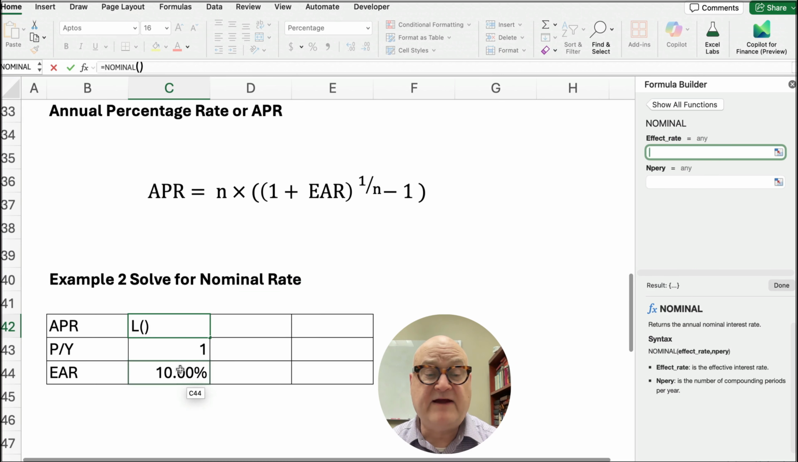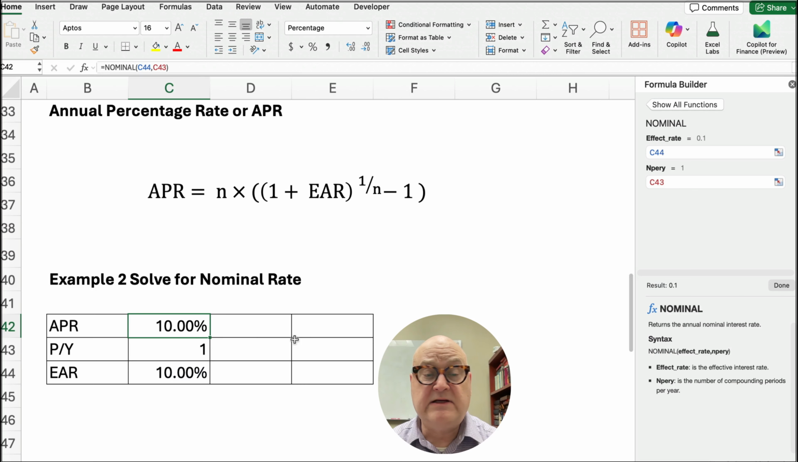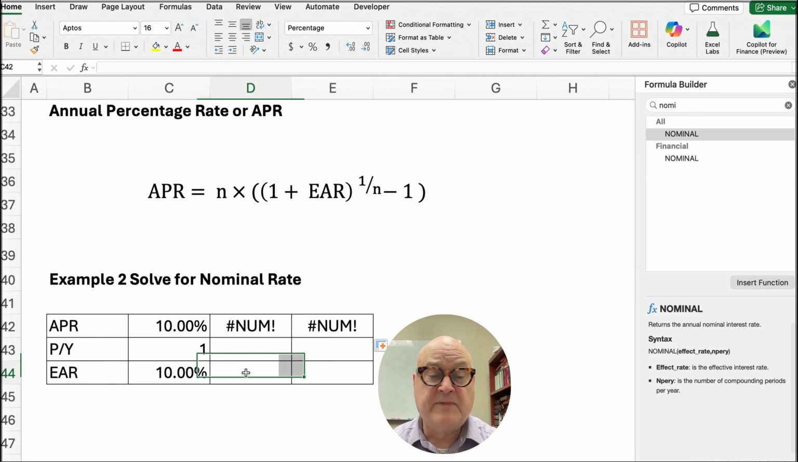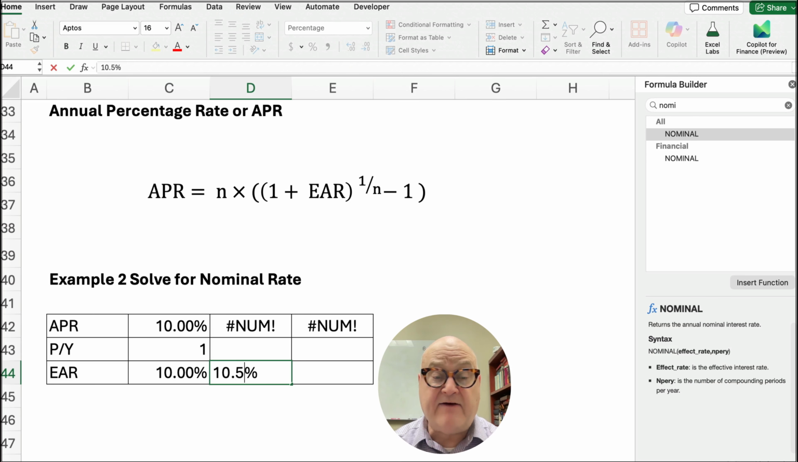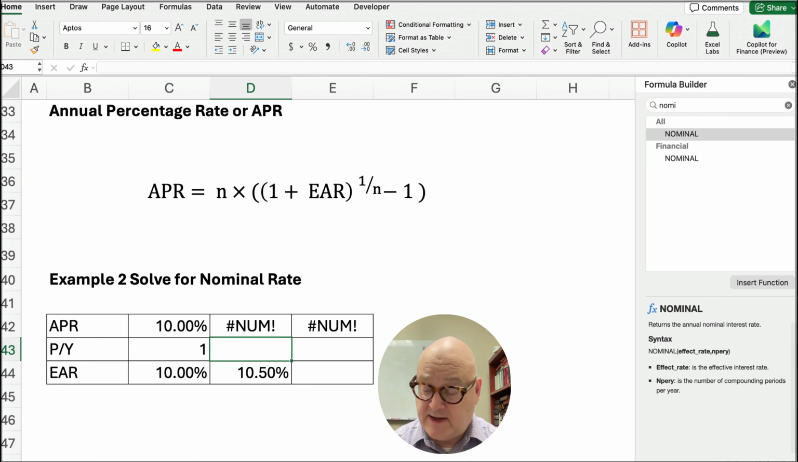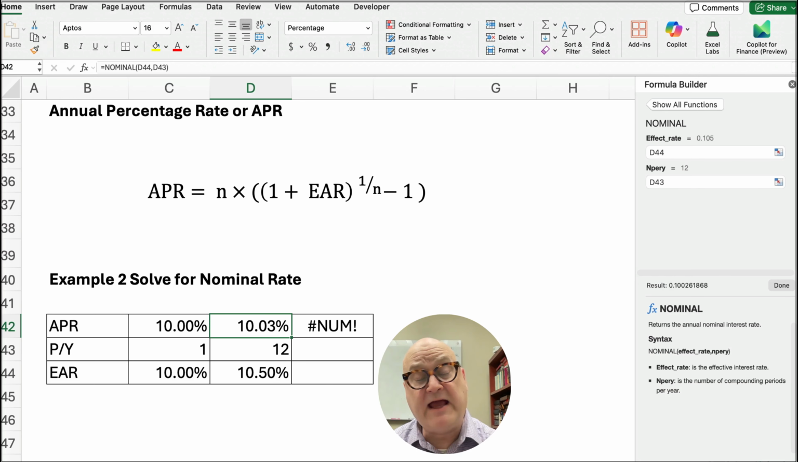I need to know the effective rate. I need to know the number of periods. Done. And so I'm going to move that across so we can check numbers. Well, what if it turns out to be something like 10.5 and it's compounded 12 times a year? Well, looks like the annual percentage rate, or the nominal rate, is 10.03.